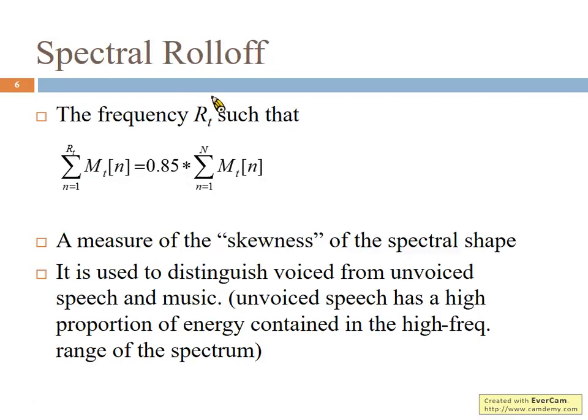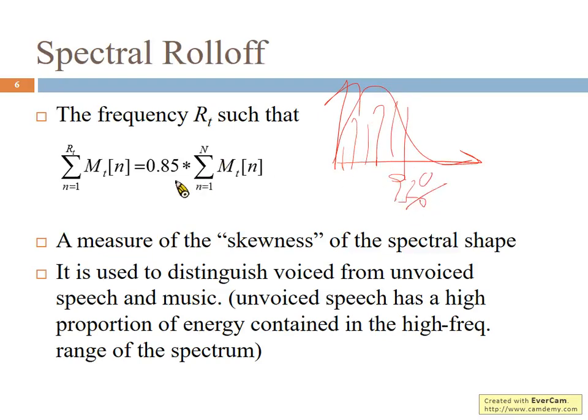The second one is spectral roll-off. Remember that we accumulate the energy distribution until 95%. In this paper, they said 85%, until 85% of energy has been accumulated. And this is a measure of the skewness of the spectral shape.